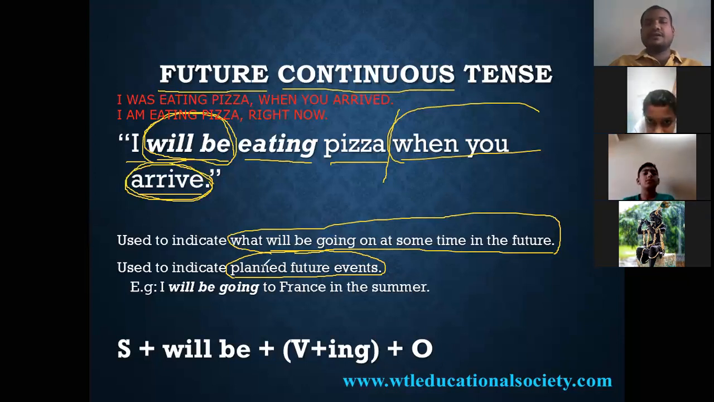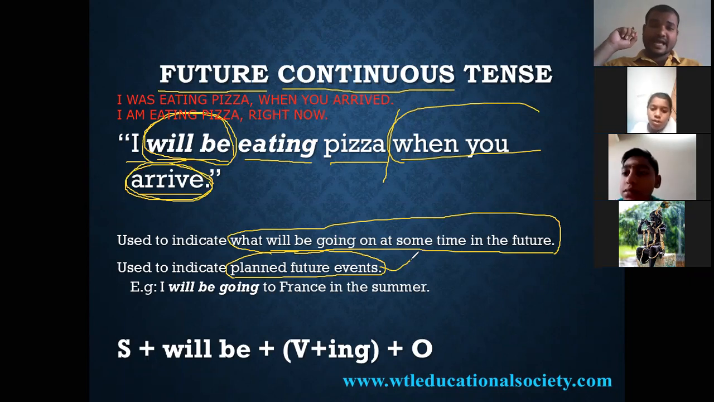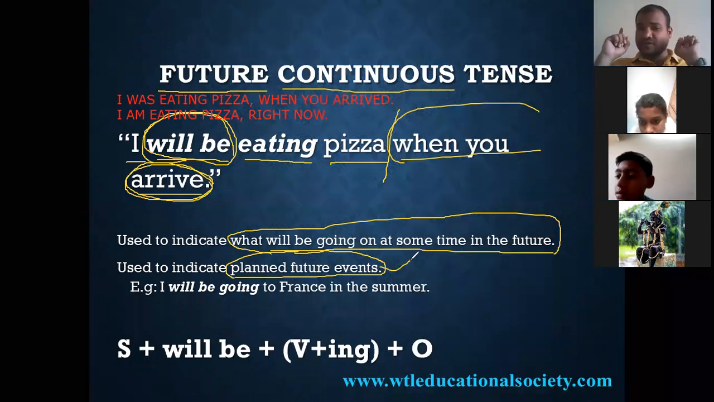Okay, future continuous tense is used to indicate planned future events. If we observe, future planned actions can also be mentioned in simple present tense. Correct? When we discussed simple present tense, we said it can be used to talk about even future planned actions. Yes, but sir, what is the difference between present tense future planned actions and future continuous future planned actions?